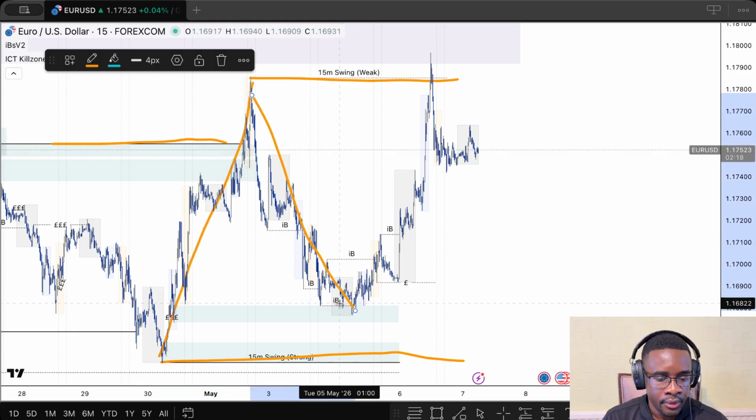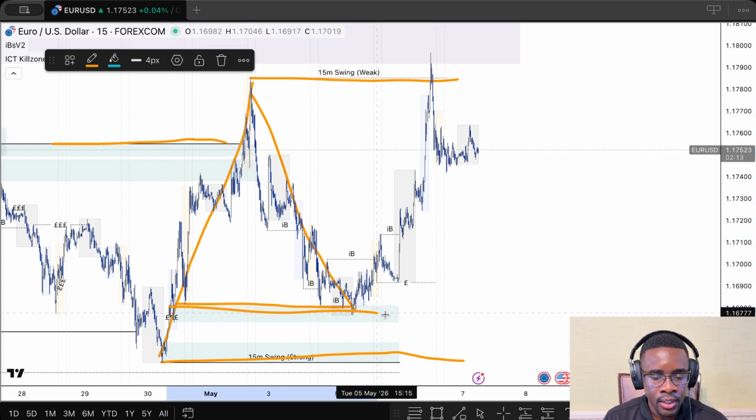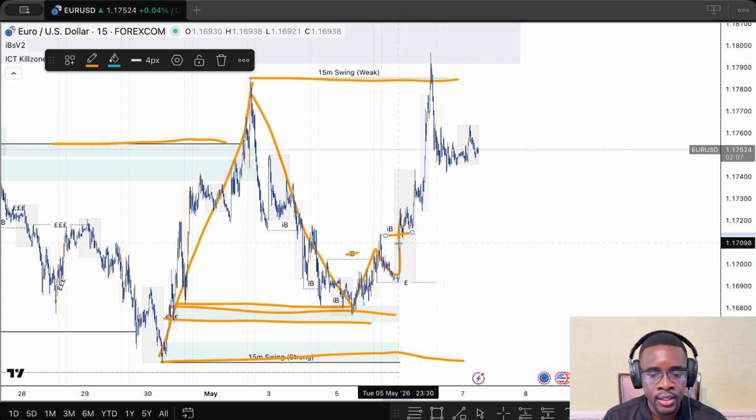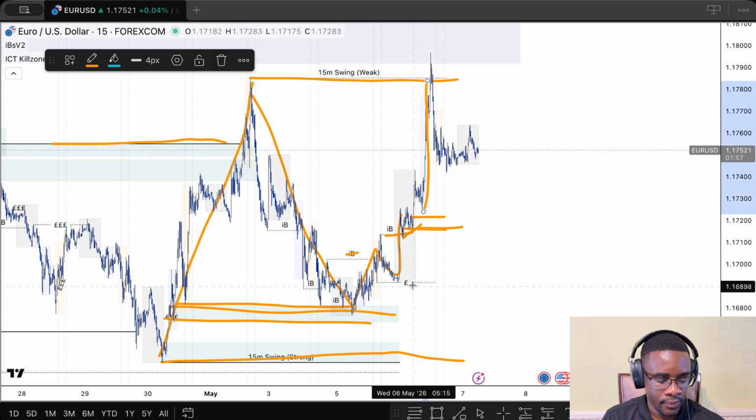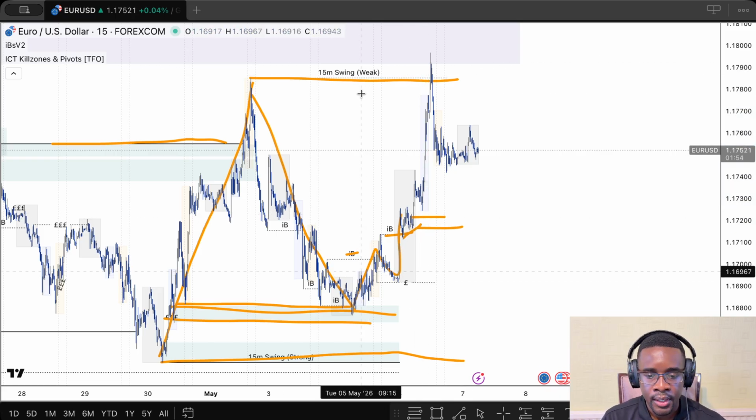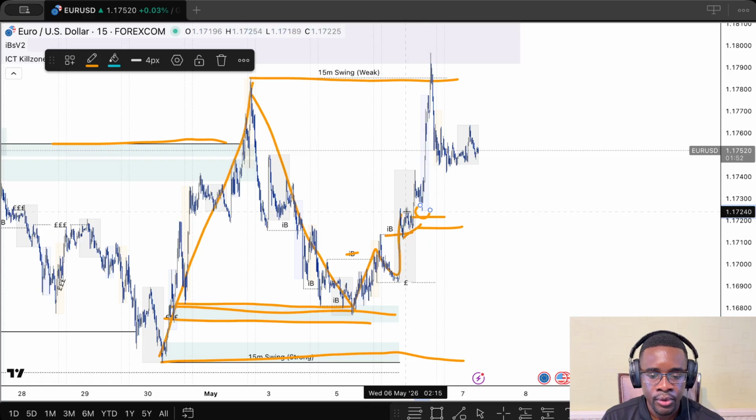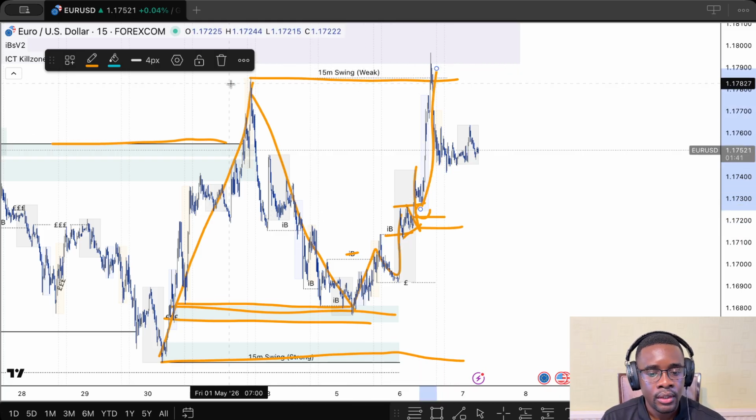Price had pulled back into discount, swept these lows, mitigated this point of interest, and since then we've been breaking structure internally to the upside. Yesterday we were expecting price to come back, maybe sweep these areas, at least mitigate these areas before continuing to take the weak swing high. However, it didn't reach any of the POIs, but it did mitigate this sell to buy range, before continuing bullishly to take out the weak swing high.